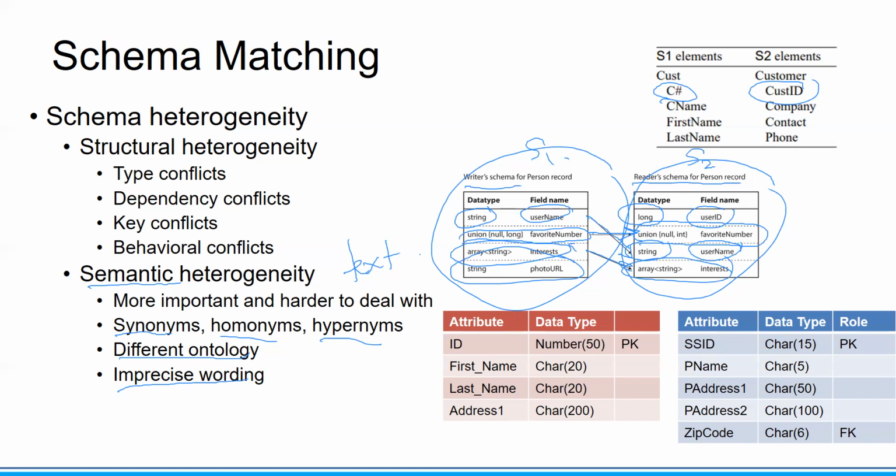If you also want to check from the semantic side, let's say this is the SSID and this is ID. So you can also measure based on the attribute and the data type. If you want to check one by one, then you may have different names, let's say the P name, and we have the first name and last name. And here we have the P address 1, P address 2, but here we have only address 1. So this kind of schema matching is very crucial for data integration.